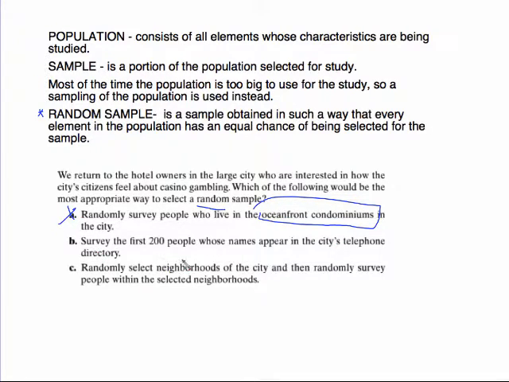Survey the first 200 people whose names appear in the city's telephone directory. That's not random because you're just getting the people whose names begin with A or B. Randomly select neighborhoods of the city and then randomly survey people within the selected neighborhoods. That would be a random sampling.